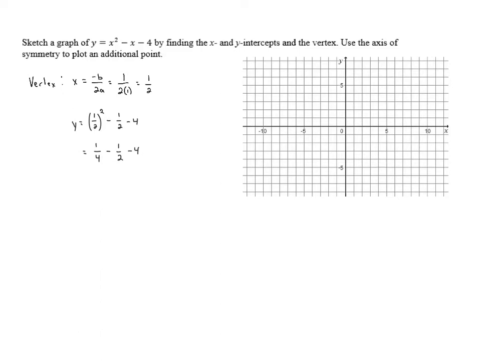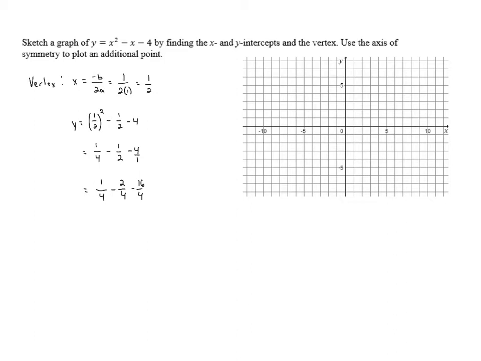To do this math, we can put the 4 over 1 to turn it into a fraction, and then we will need a common denominator. The common denominator we're going to use here is 4. So we've got 1/4. 1/2 is equivalent to 2/4. We multiply the top and bottom by 2. And then 4 over 1 is equivalent to 16/4. We're multiplying the top and bottom by 4.